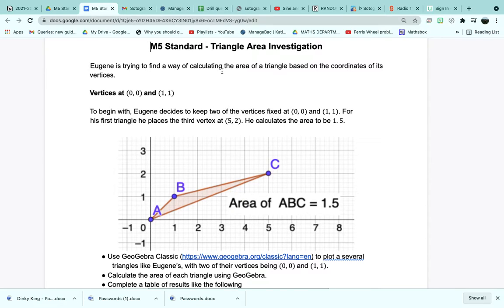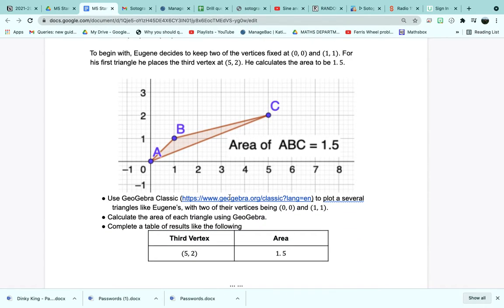Trying to find a way of calculating the area of a triangle. Here are the vertices 0, 0 and 1, 1. This is 0, 0 and this is 1, 1. Basically the point of the first part of the investigation is to move C. So what we're going to do is go onto GeoGebra.